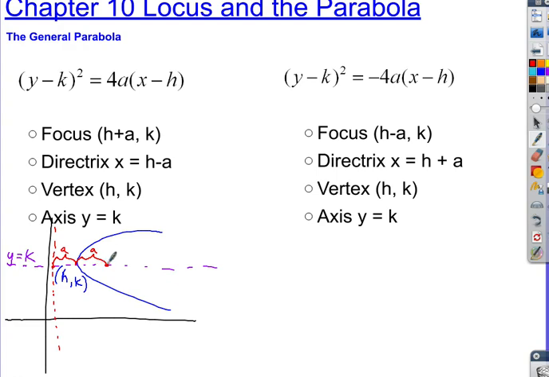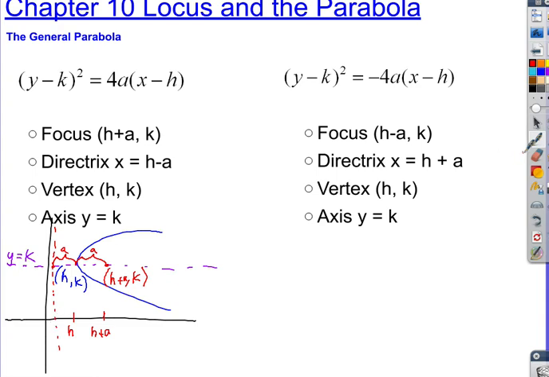Okay, you can see what's the same about the coordinates of the focus and the coordinates of the vertex. Yeah, the y value is exactly the same. The y value is k. And the x value, well this x value was h, and then the focal length was a, so the x value of the focus is going to be h plus a. Which is here, (h plus a, k).